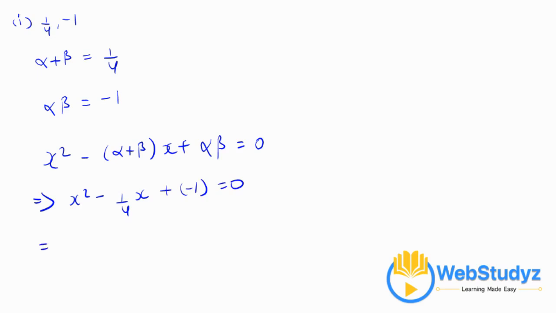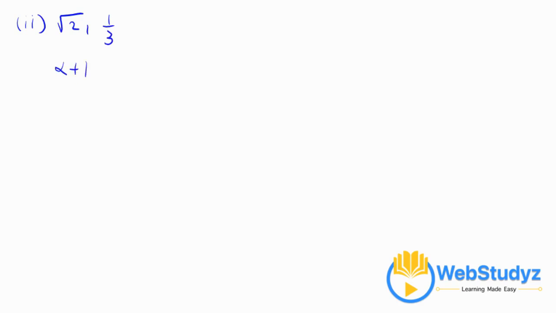Solving this, we get the quadratic polynomial as 4x square minus x minus 4 equals 0. Move on to the second one, that is root 2 comma 1/3.